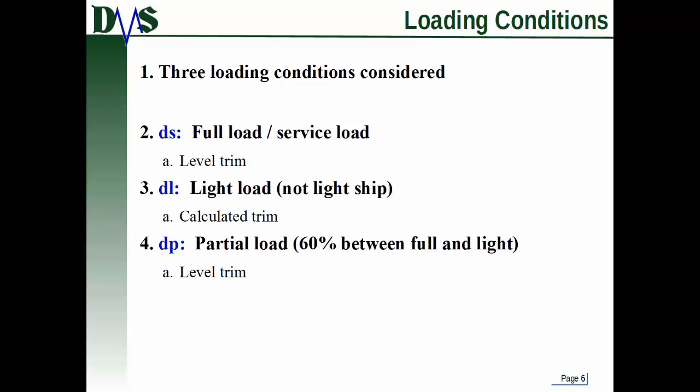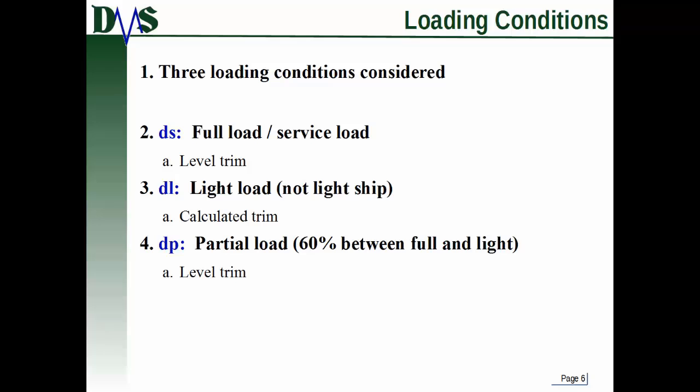Right. The other thing you need to know about probabilistic damage stability is that there are generally 3 separate loading conditions that it's checked for. This is actually written into the regulations, and the terminology shows up in GHS, which is why I'm introducing it here. So you have DS, DL, and DP. DS, which is draft for, is the draft service. That's your full load, your service load of your ship.